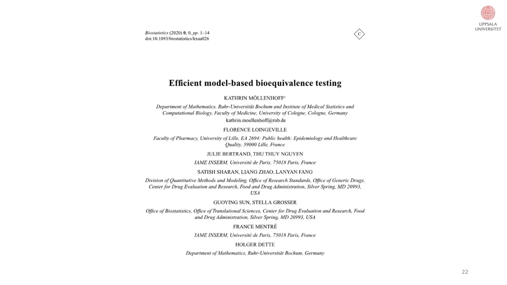There's other groups like Franz Mentré's group who have published new ways of actually testing bioequivalence. So once you've got your confidence intervals around your ratios, that you use different tests to see whether you have bioequivalence or not. So these are other methods that can improve even more the power of these model-based tools.